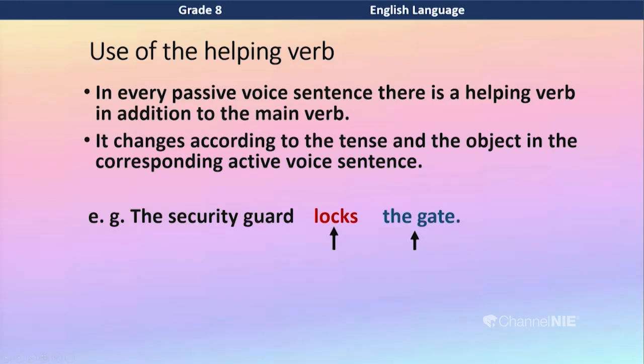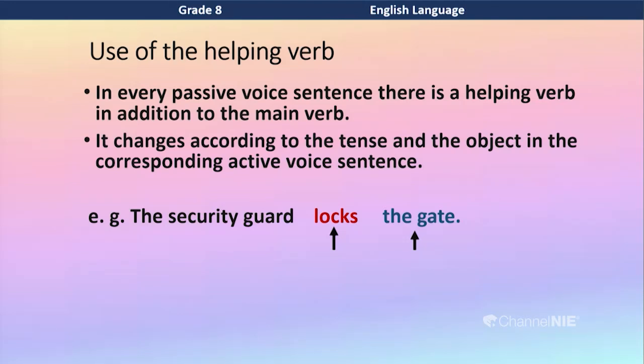Okay, so we will move on to the next step, right? That is the use of the helping verb. Now, in every passive voice sentence, there is a helping verb, right? But it changes according to the tense and the object in the corresponding active voice sentence, right?